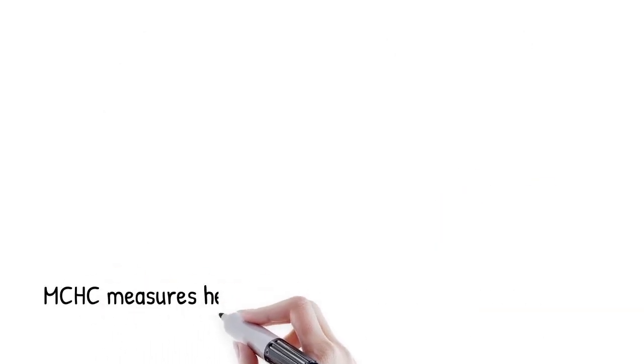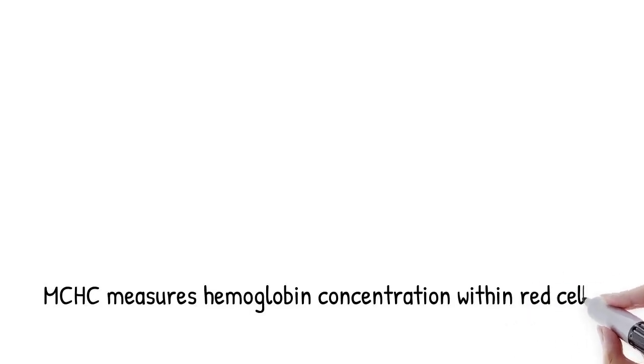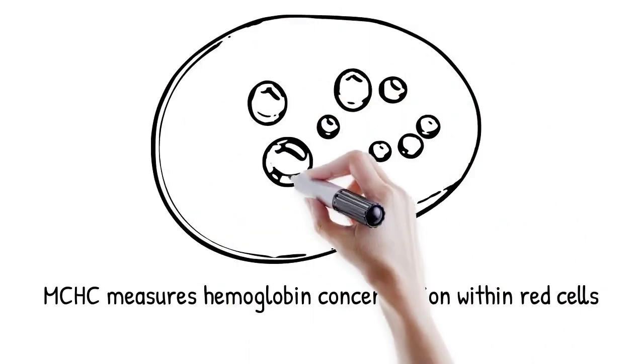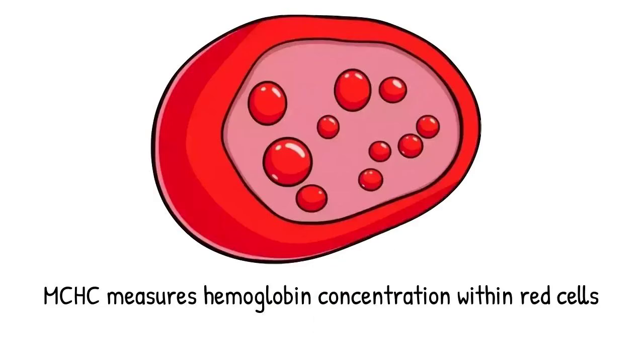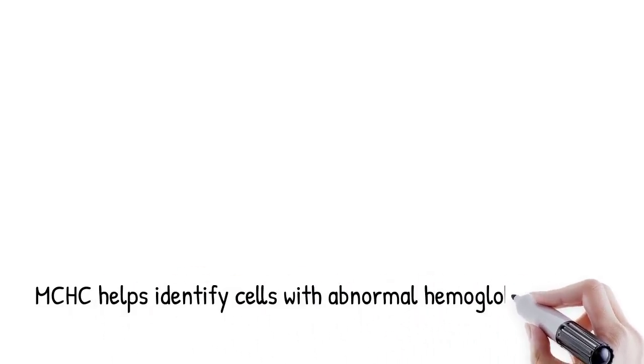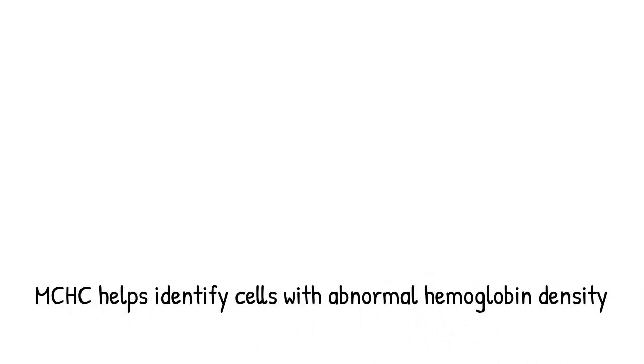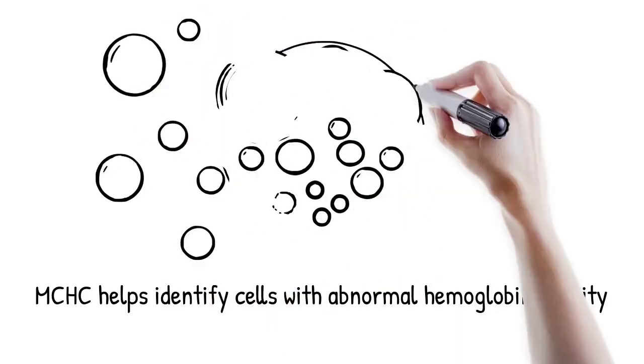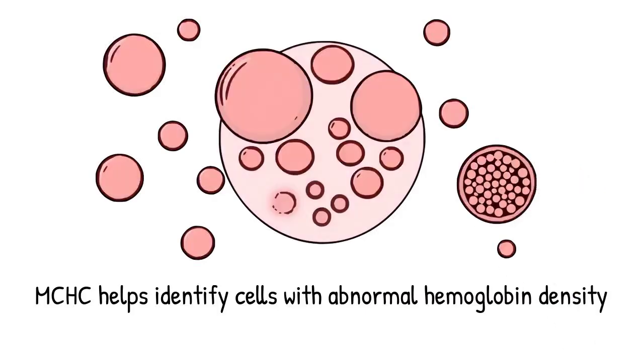The third index is the mean corpuscular hemoglobin concentration, or MCHC. The MCHC refines this question further by calculating the average concentration of hemoglobin inside a single red blood cell, that is, the amount of hemoglobin relative to the cell's actual volume. Why is this useful? Because a cell can have a normal absolute amount of hemoglobin but still be abnormally concentrated or dilute depending on its size.